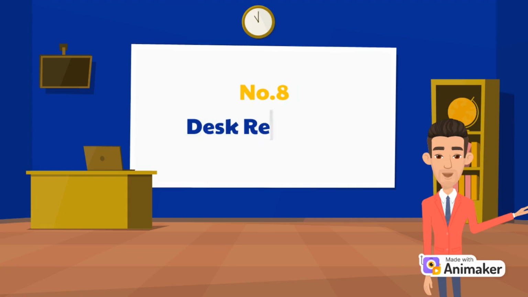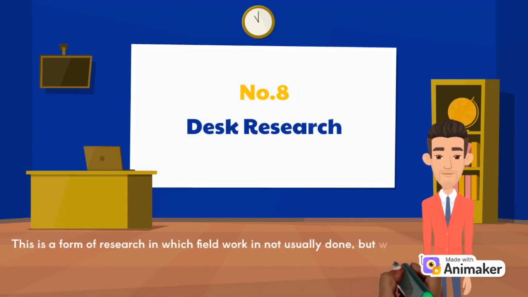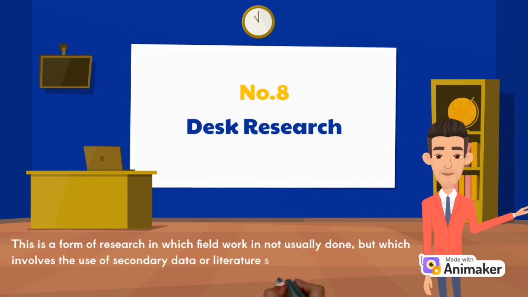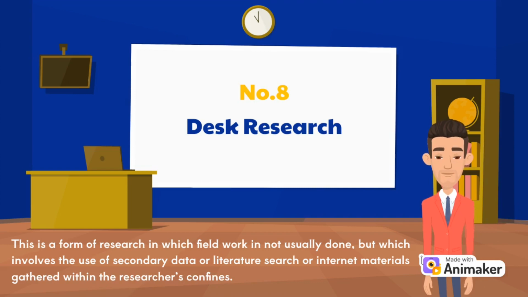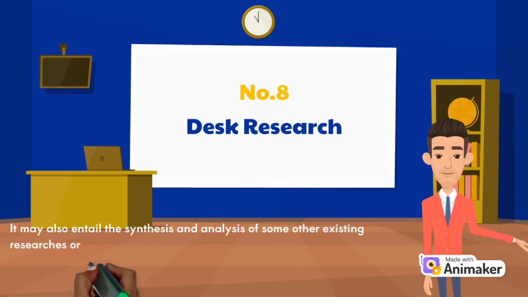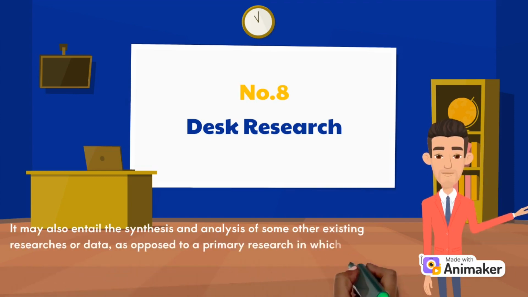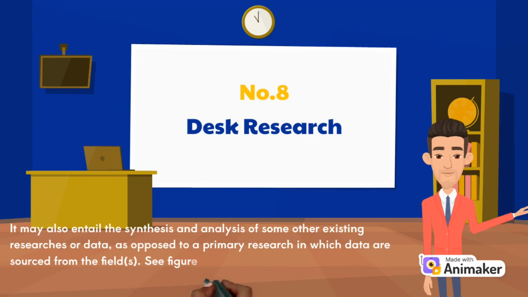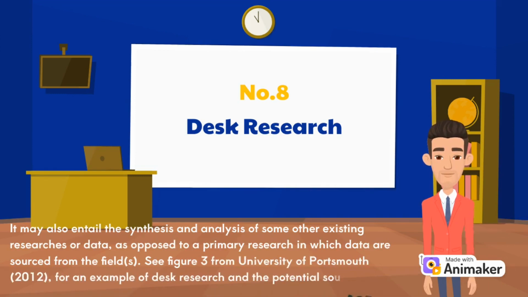Number 8. Desk research. This is a form of research in which field work is not usually done, but which involves the use of secondary data or literature search or internet materials gathered within the researcher's confines. It may also entail the synthesis and analysis of some other existing research or data, as opposed to primary research in which data are sourced from the field. See Figure 3 from University of Portsmouth, 2012, for an example of desk research and the potential sources of its data.